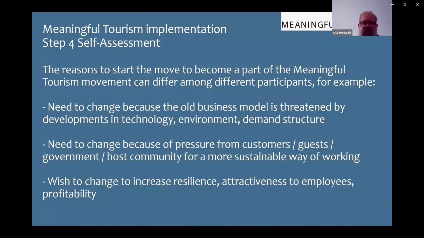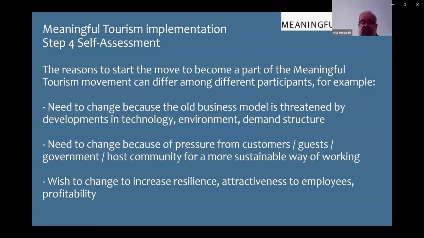You might say, oh, I have to do something. So achieving the first step of acknowledgement, that there's something to do because there's pressure. Customers or guests are much more likely than before to ask, hey, where is the energy coming from? What are you doing with your waste? How can you organize the transportation in a more environmentally friendly way, and so on?